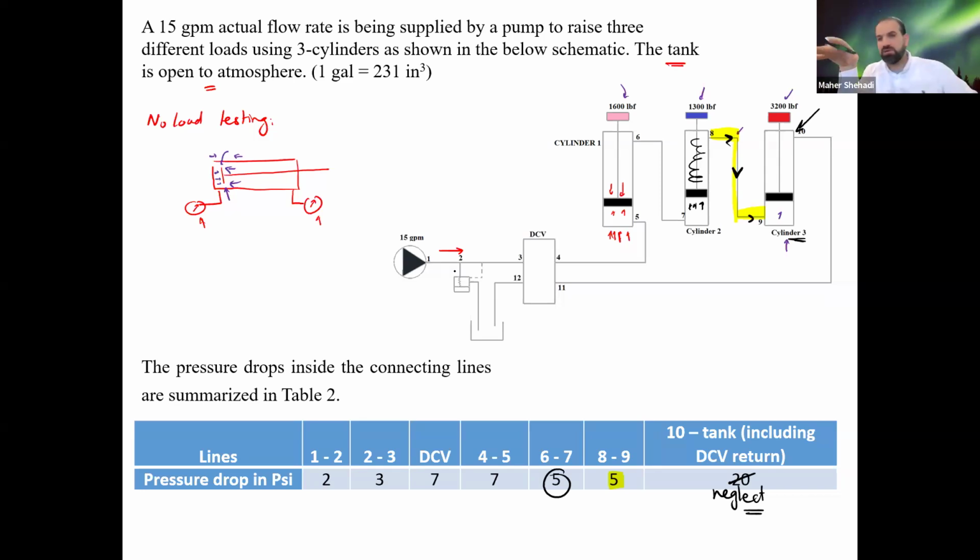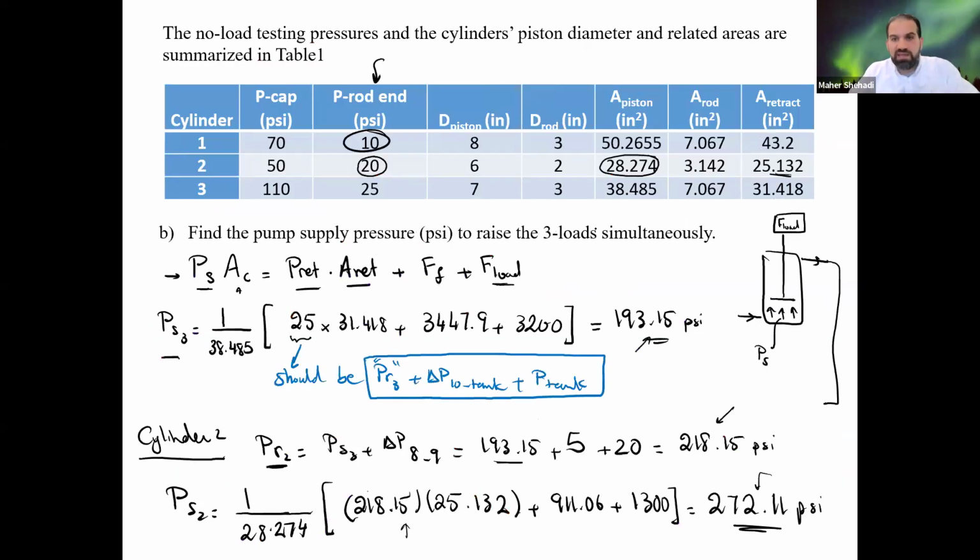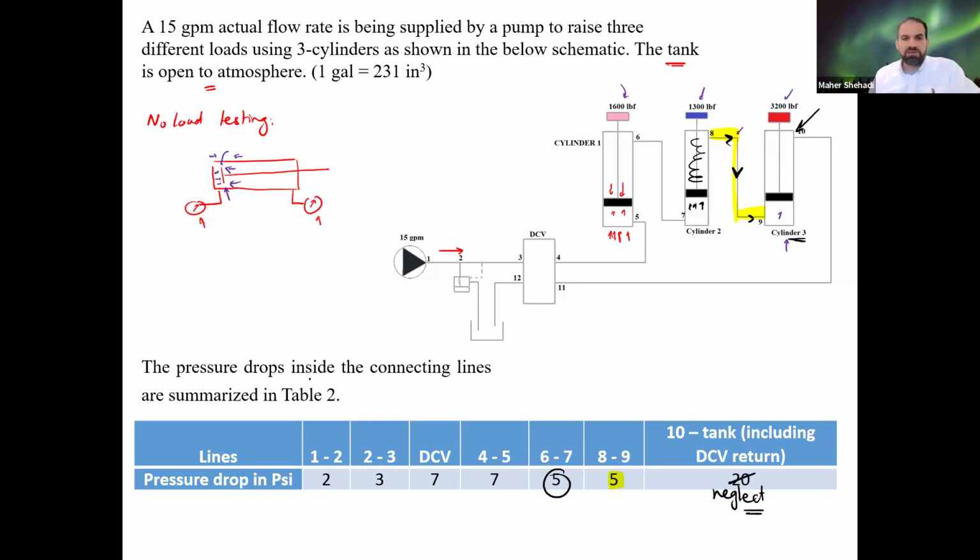Usually, in the previous examples we said neglect any pressure drop in the lines. Did they say neglect pressure? Yes, neglect the weight of the piston and rod. Actually, I'm looking into the minor loss. They didn't say that. They just gave us the pressure drop inside the connecting line. So probably that includes losses here and the elbows and so on. If not, then they should say neglect the pressure drop in the fittings, and those are frictional losses in the lines. Why am I saying that?